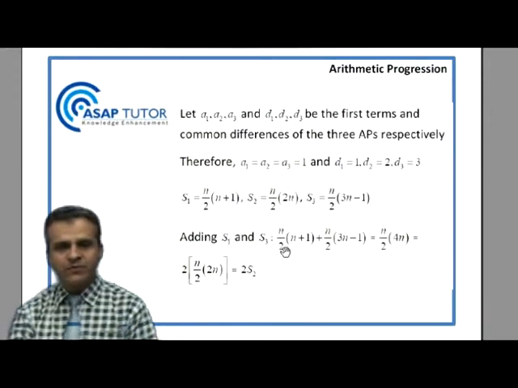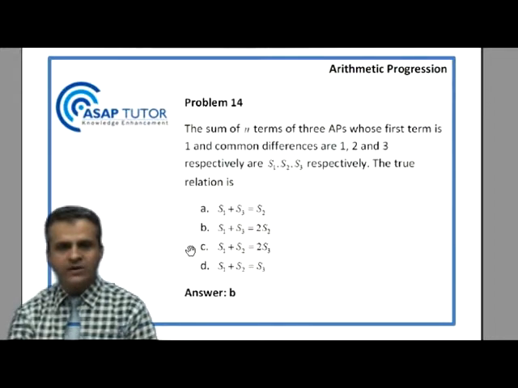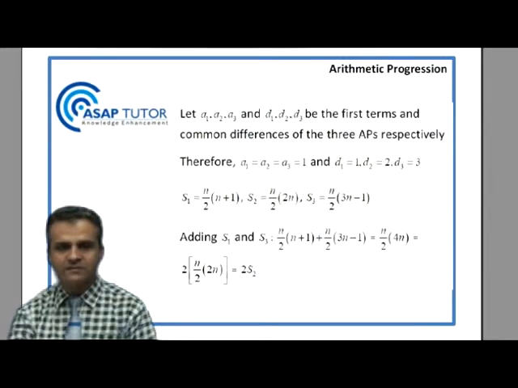Now adding S1 and S3, we get n by 2 into (n plus 1) plus n by 2 into (3n minus 1), and solving it we get n by 2 into 4n. Now this 4n we can write as 2 into 2n. So we take out 2 into n by 2 into 2n. Now n by 2 into 2n is S2. So therefore it is equal to 2S2. So that's why the correct answer over here is S1 plus S3 is equal to 2S2.